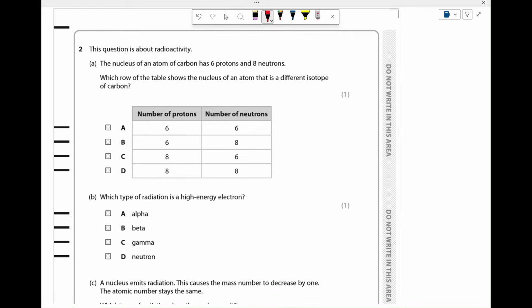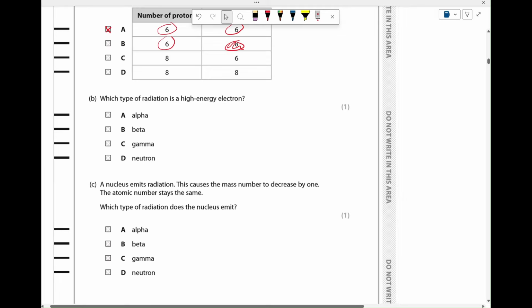Okay, question 2 about radioactivity. We have carbon. Carbon has 6 protons. A different isotope that has the same number of protons is going to have 6 protons. This is exactly the same isotope, because it's got 8 protons, so it's not that one, so it must be this one. The answer is A.